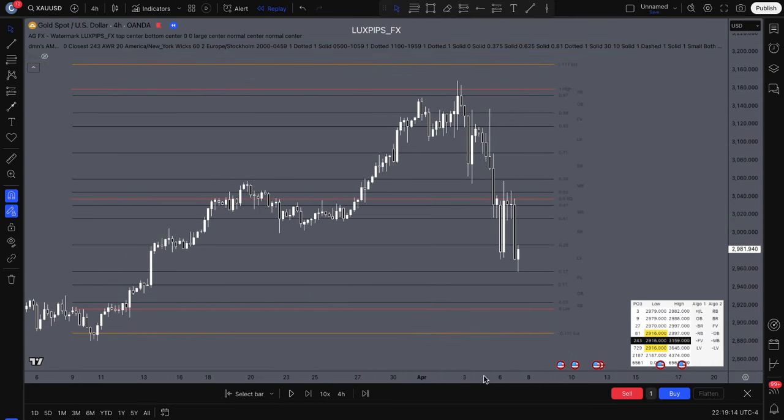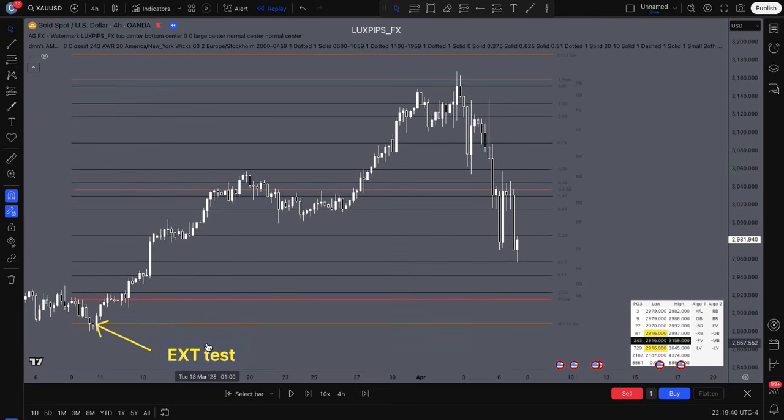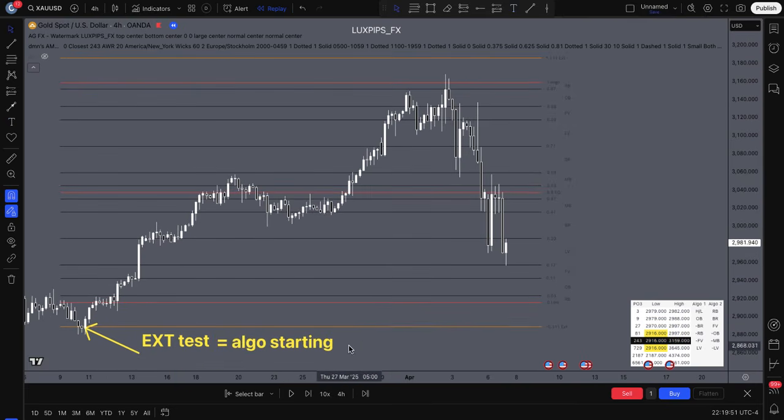We can actually see that there's an Algo 2 inside of this whole Algo 1. So Algo 2, as I like to say, well, first of all, I want to point this out. This right here is your extension test. We already know that this means the Algo is starting. Just like that. What if I told you that this is a huge Algo 2?